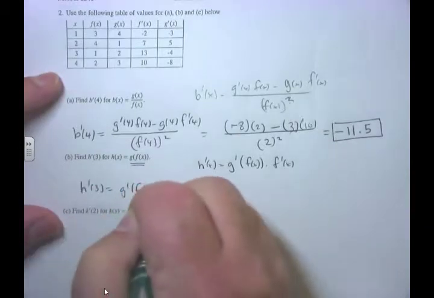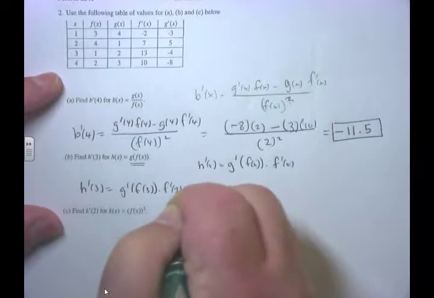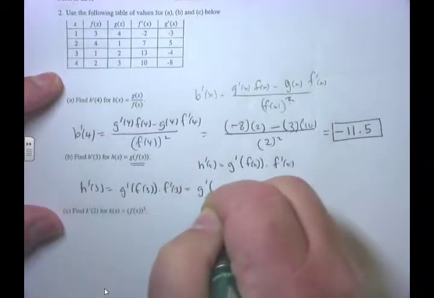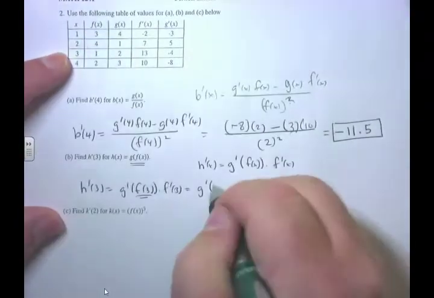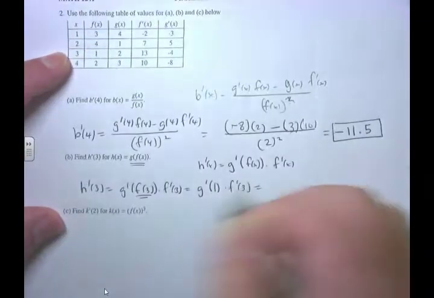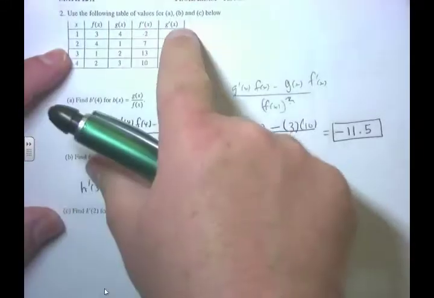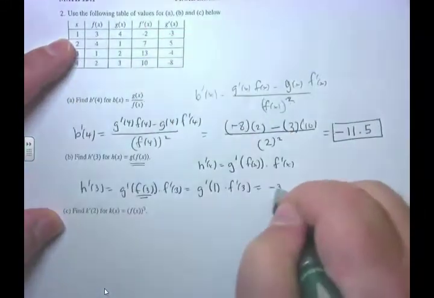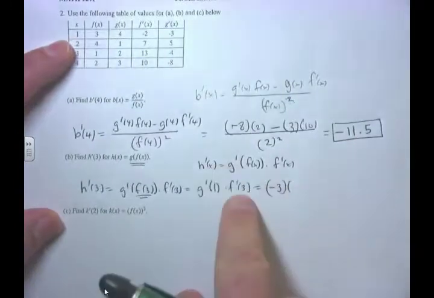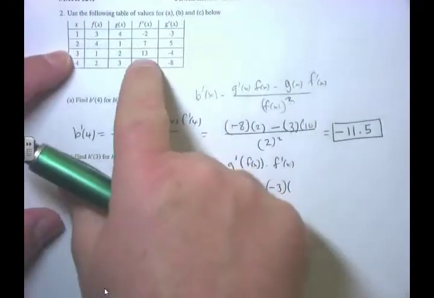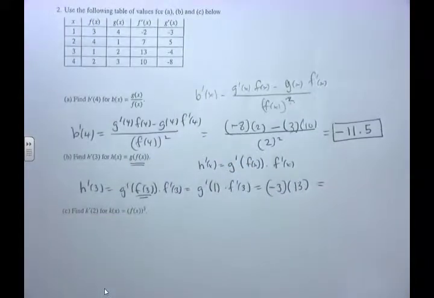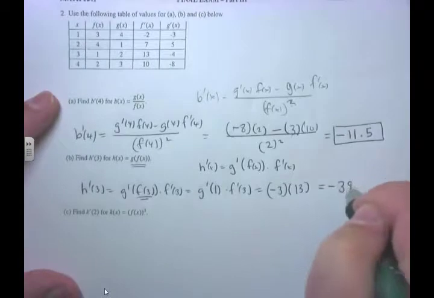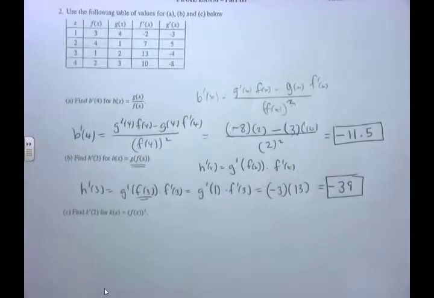Now, we're supposed to find h prime of 3. That'll be g prime of f of 3 times f prime of 3. This will be g prime of, what's f of 3? F of 3 is 1, times f prime of 3. What's g prime of 1? G prime of 1 is negative 3. What is f prime of 3? F prime of 3 is 13. What is negative 3 times 13? Negative 39. And there's my answer. Does that make sense?